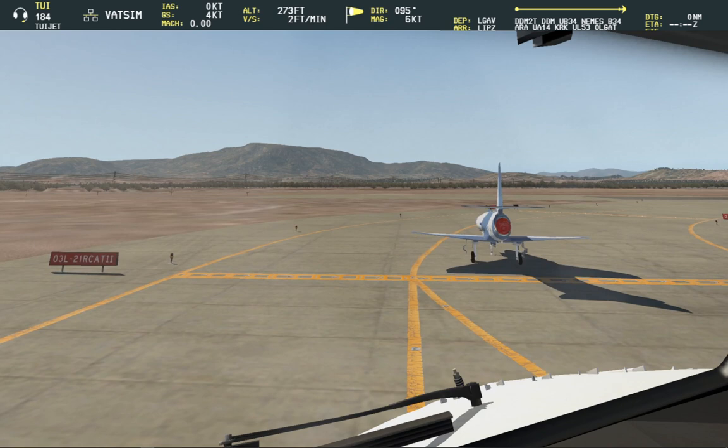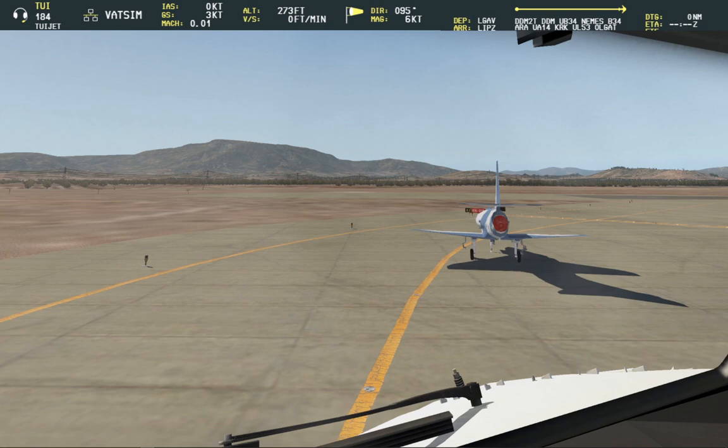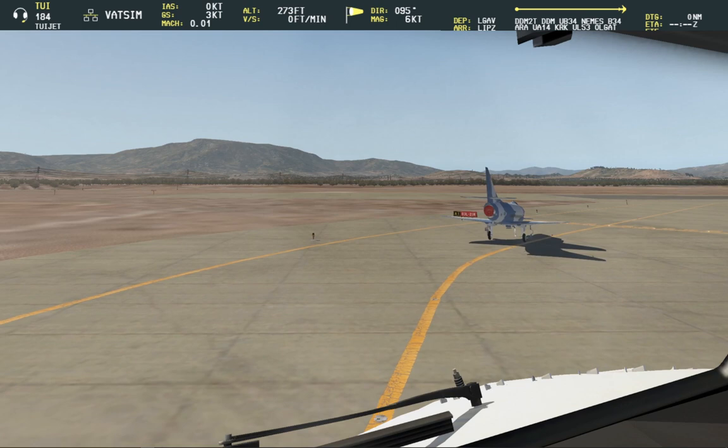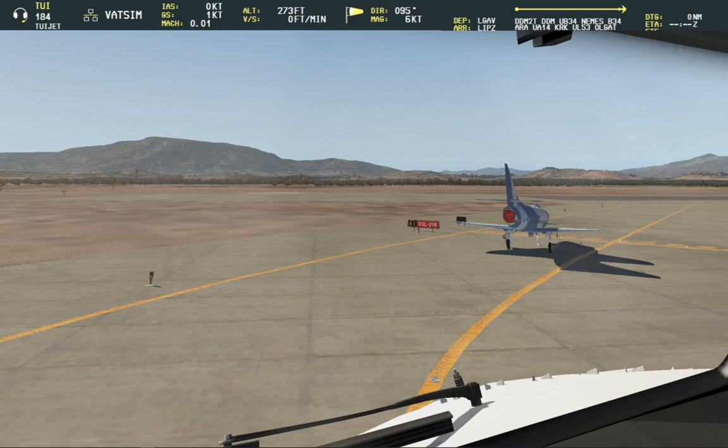Let's stalk this little jet. It's more fun. Bisschen hier ärgern. Ja, er kann mich zum Glück nicht sehen.